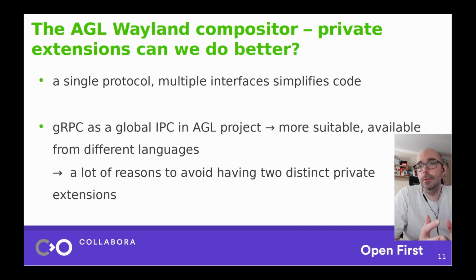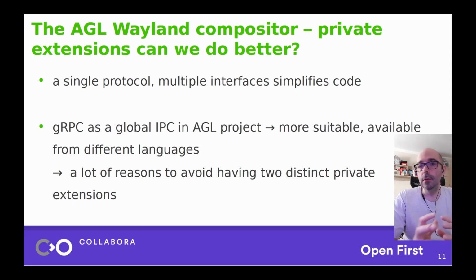So the question is if we can do better, and obviously that's why I'm giving this talk. It's obviously possible. The idea is to have just one single protocol, but multiple surfaces, and I'm going to talk about why we need multiple surfaces a bit later. Now, we switched to using gRPC as our global IPC in the AGL project, which is far more suitable. You can use it from different language runtimes, and this is sufficient reason for me to avoid having two distinct private extensions and just rely on using one.